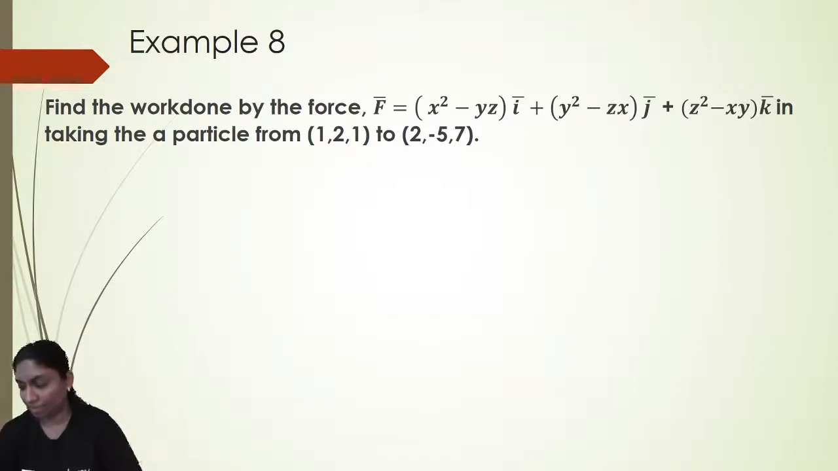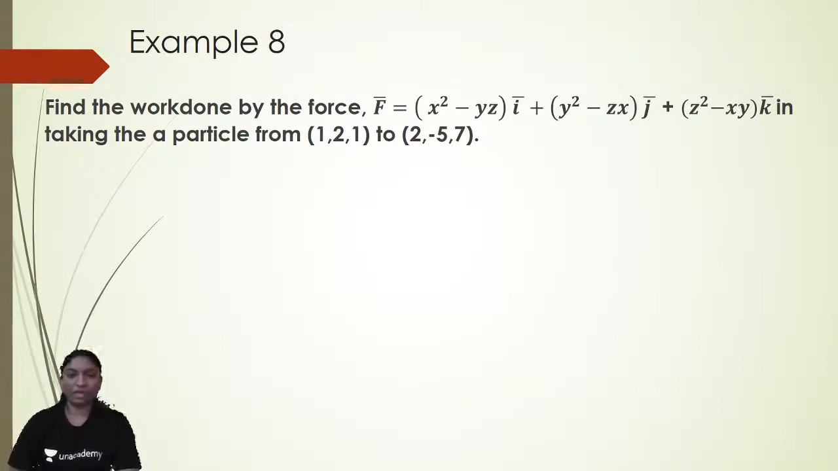If del cross F bar is equal to 0, then there exists a scalar potential phi. So we can find out phi by using the exact rule. So we will check first of all whether F bar is irrotational or not. Okay. Here the path of integration is not mentioned.